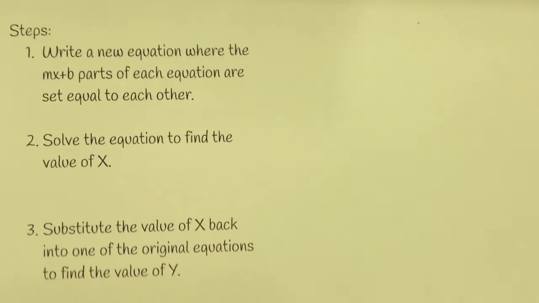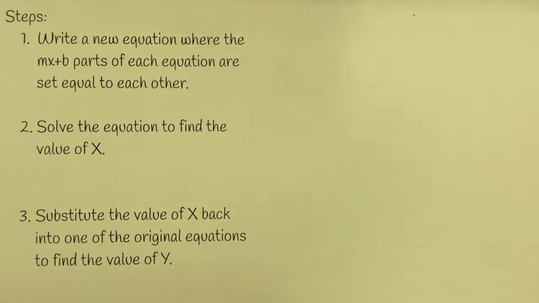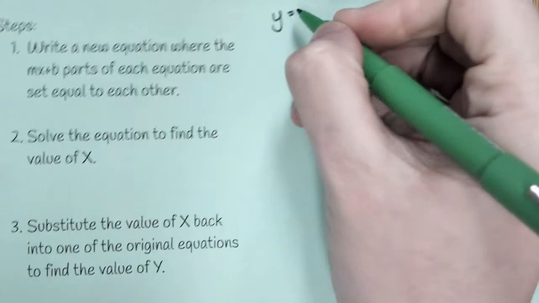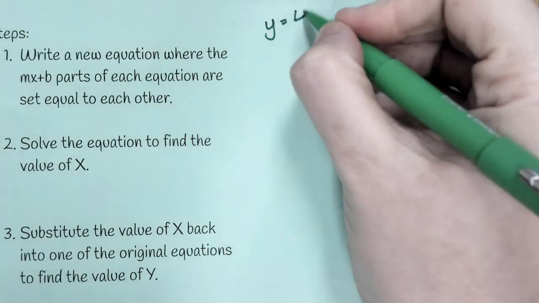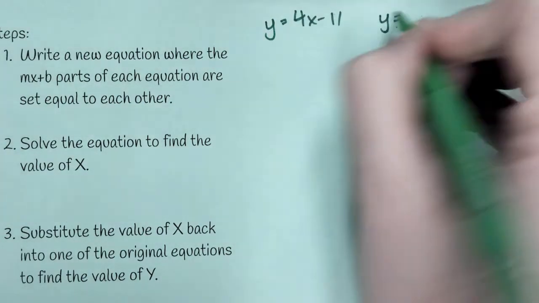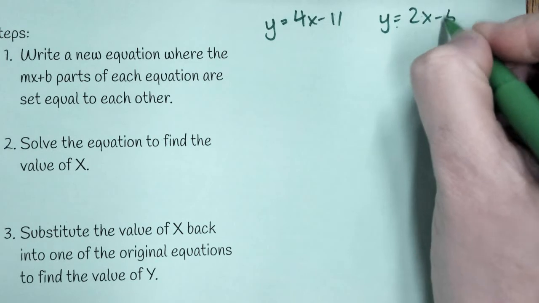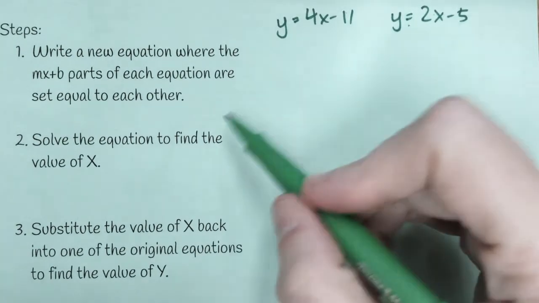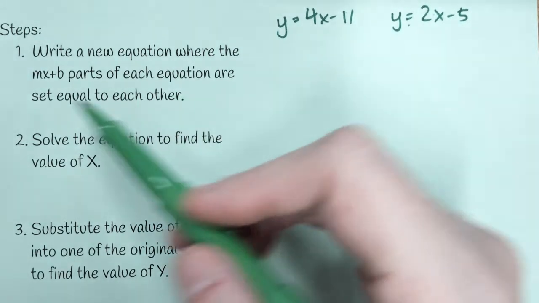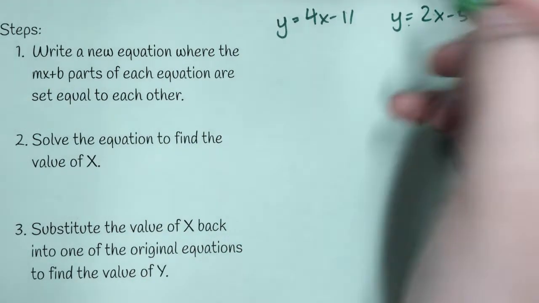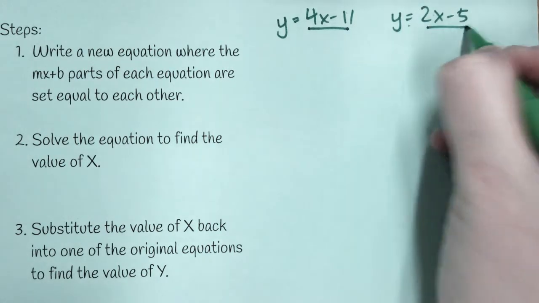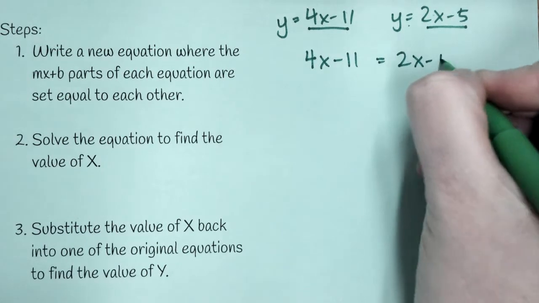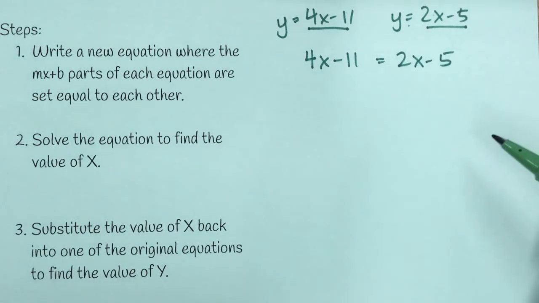Okay, so the first thing we do is we write a new equation. We're going to use the example I was just using. So my two equations are y equals 4x minus 11 and y equals 2x minus 5. When I have those two equations, the first thing I'm going to do is write a new equation where the mx plus b parts of the equations are set equal to each other. So what that means is I'm going to take this and this, and make them equal. And in class tomorrow, I'll explain to you why that is.